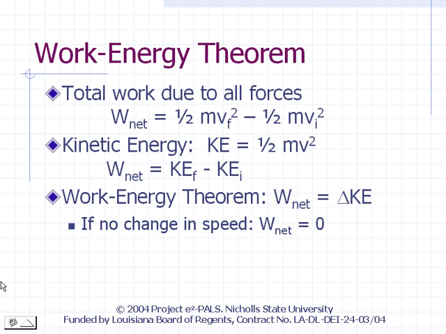Then we could state the work energy theorem more simply as follows. The net work equals the change in the kinetic energy. The total work due to all forces acting on an object is equal to the change in its kinetic energy. In this lesson, we will focus on cases where there is no net change in speed. In these cases, there is no change in kinetic energy. Therefore, the total work due to all the forces acting on the object will be equal to zero.